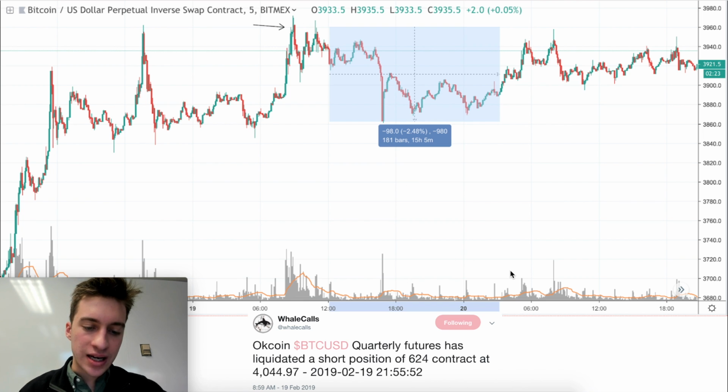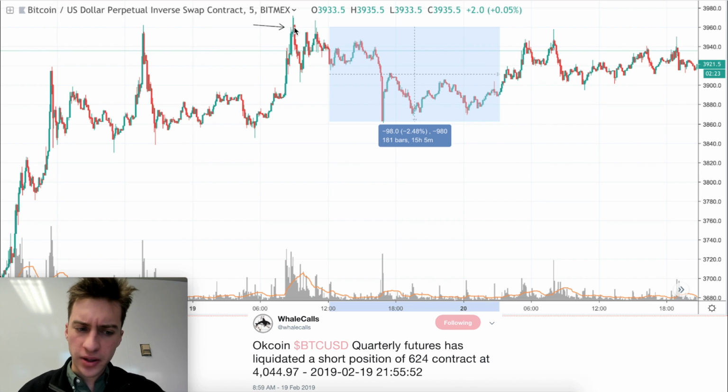They were liquidated at 8:59 a.m. on February 19th, 2019. Now, 8:59 a.m. was here, as indicated by the euro. Price went just slightly higher, made a double top, and then dropped about 2.5%, a little over 2.5% from high to low.